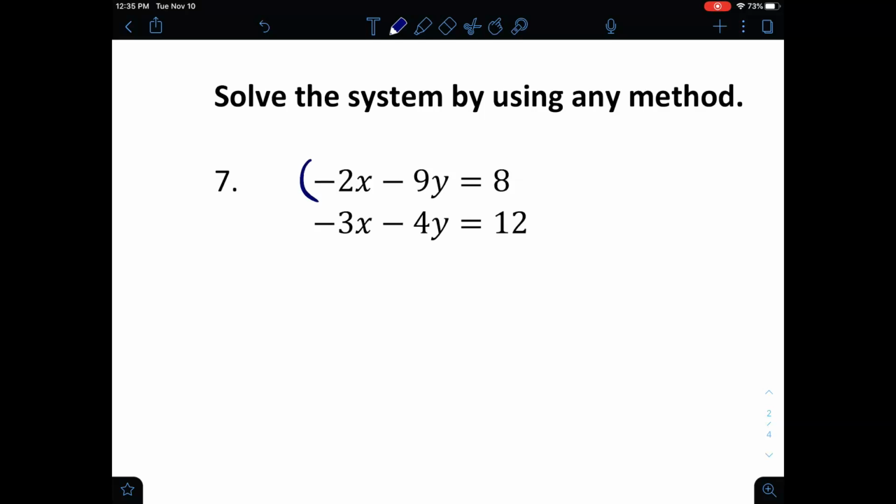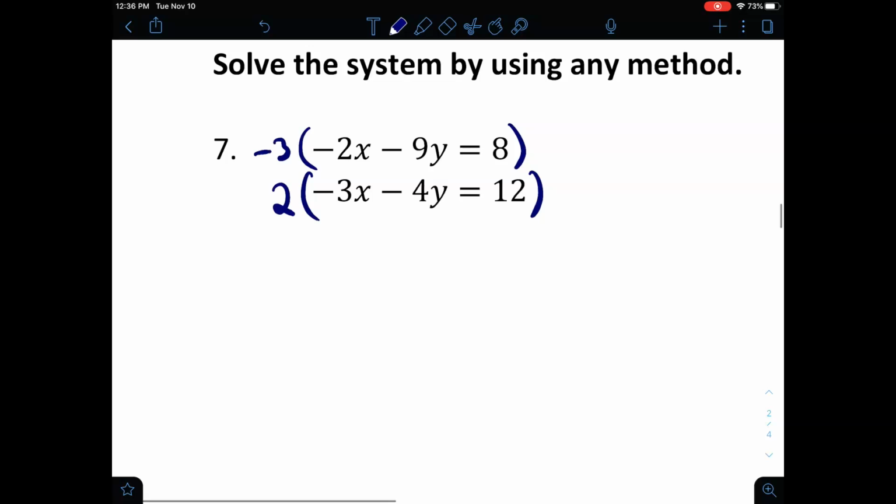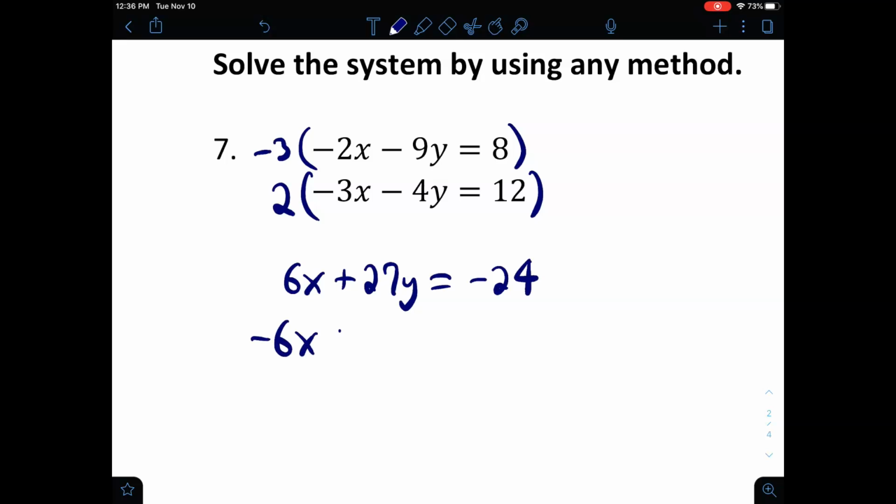So I'm just going to multiply the top and bottom by the opposite number. I'm going to multiply the top by negative 3 to cancel the x's, and I'm going to multiply the bottom by 2. Remember, if they have the same sign, you have to change one to a positive and one to a negative to get them to cancel. Otherwise, you would have negative 6x, which is negative 12x. They wouldn't cancel or eliminate. Okay? So on the top, we're going to get 6x plus 27y equals negative 24. On the bottom, we're going to get negative 6x minus 8y equals 24.